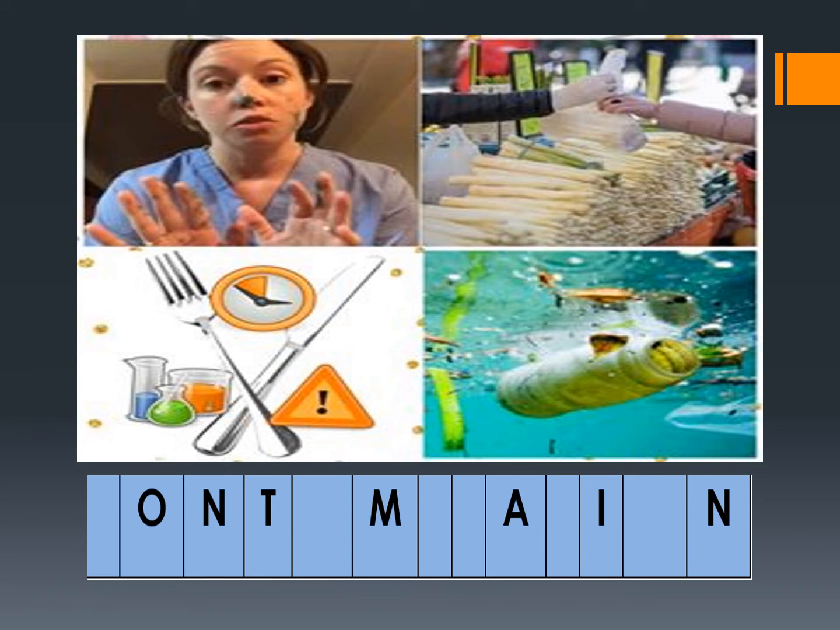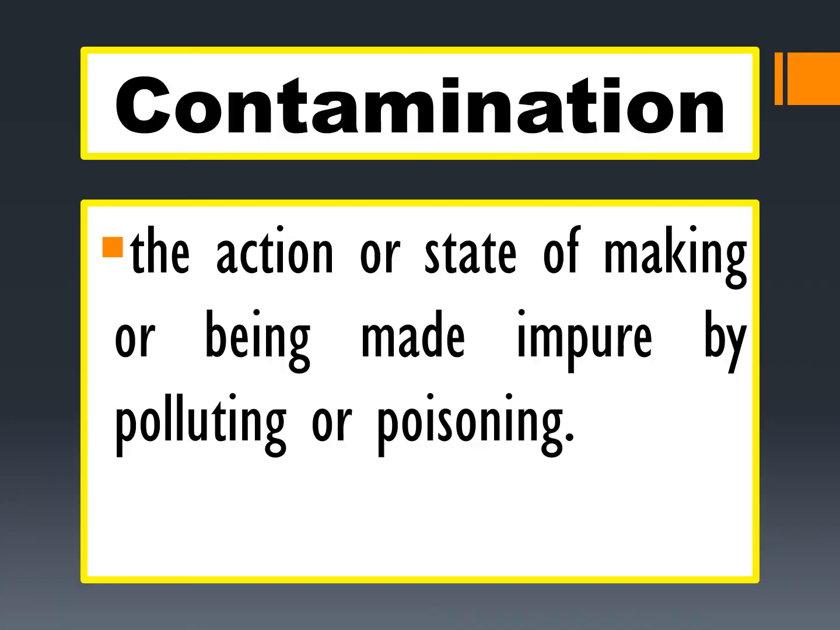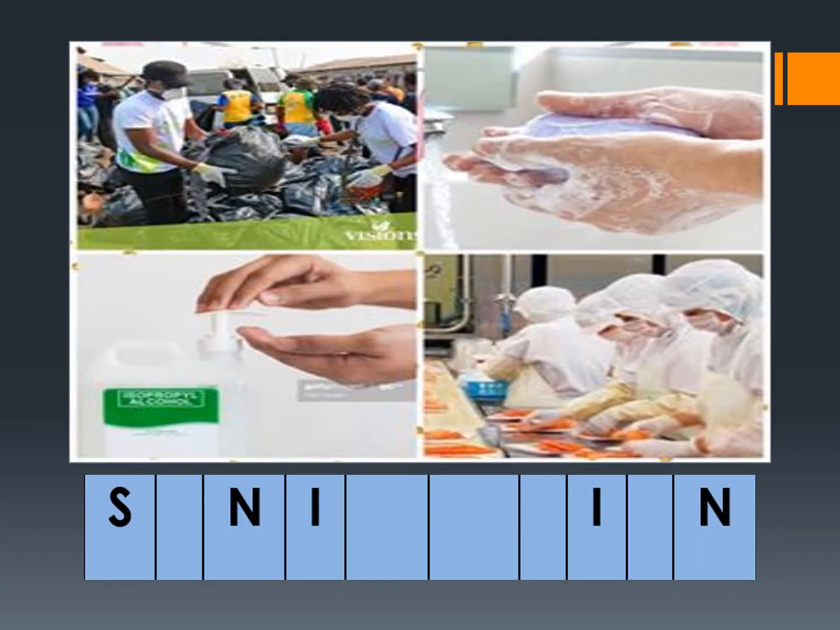Next, what do you think is the word here? Correct. That is contamination. Contamination is the action or state of making or being made impure by polluting or poisoning. Next, what do you think is the word here?